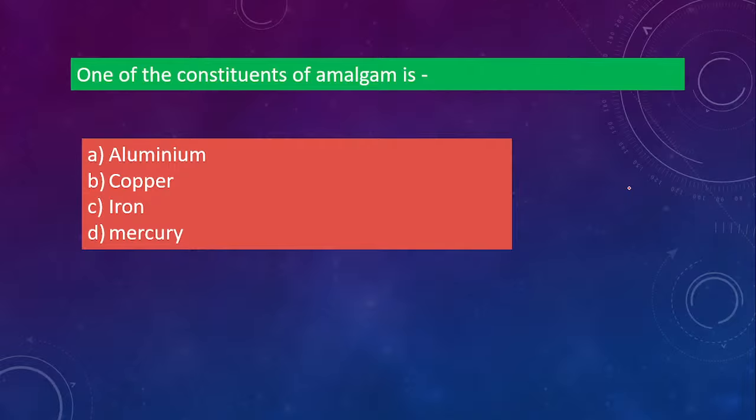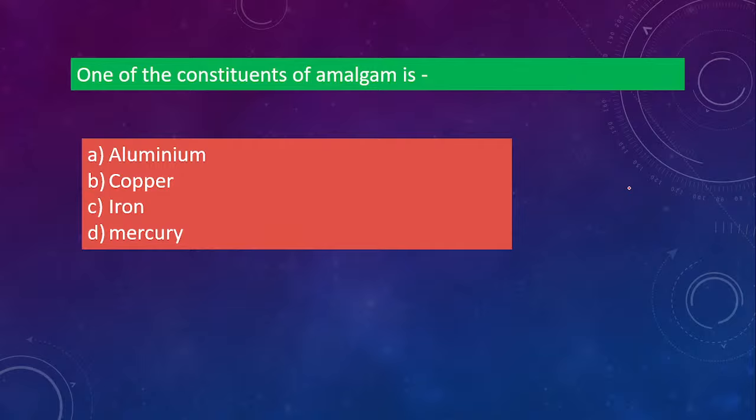Now coming to the alloy part. One of the constituents of amalgam is: option A aluminium, option B copper, option C iron, option D mercury. Amalgam is an alloy. You know what an alloy is, right? It's a mixture of metals. Mostly it's a mixture of different metals combined together. So amalgam is also an alloy.